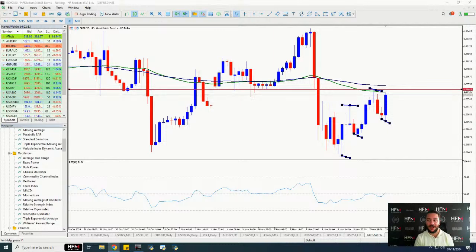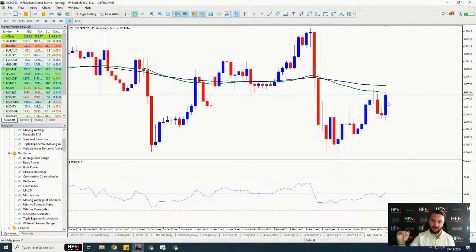Now, like I said, if we want to speculate that the pound is going to increase in value, because of course that's completely down to you, we have to take into consideration the latest bar, an upward facing bar as well.